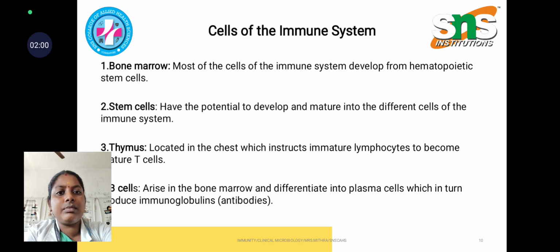And B cells arise from the bone marrow and are differentiated into plasma cells. B cells are mainly involved in the production of antibodies, and antibodies are also called immunoglobulins. So B cells are mainly responsible for antibody production.